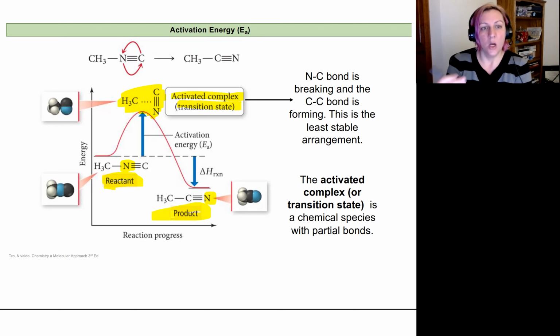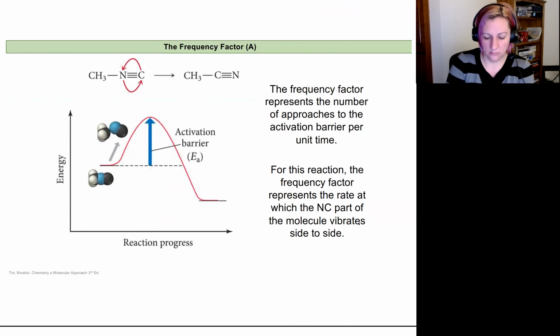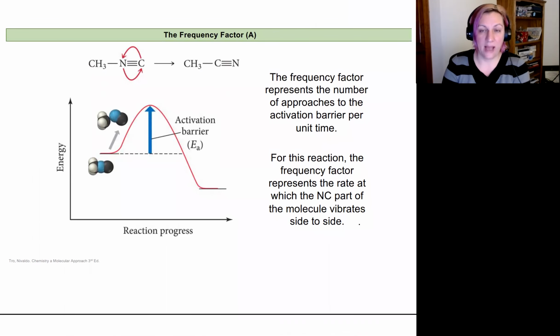It's because we need to be able to have enough energy in the system of these two particles to be able to create that state of being or matter before it can then finish forming bonds and finish breaking bonds. And so we think of these as having partial bonds. So the frequency factor then is going to represent the number of approaches to that activation barrier over time.